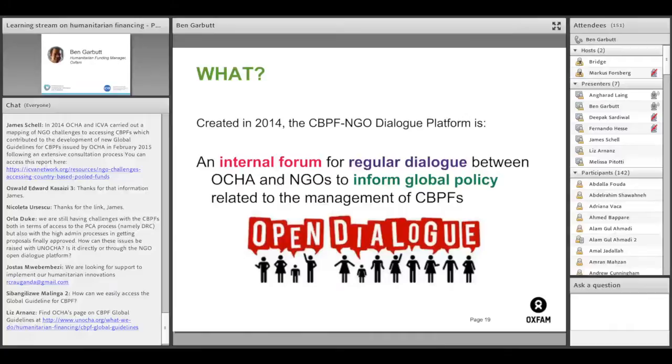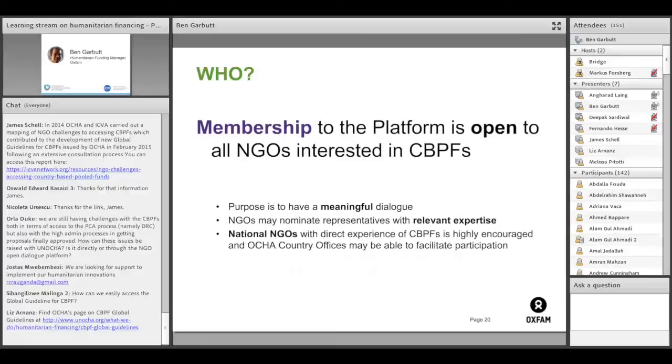So who is it? The membership of that platform is open to all NGOs. That includes international, local, and national NGOs. Obviously, the purpose is to have a meaningful dialogue. So we ask that NGO representatives have relevant expertise. And as you can see in the third bullet point there, national NGOs with direct experience of country-based pool funds are really encouraged, and we can try to facilitate participation through this platform.